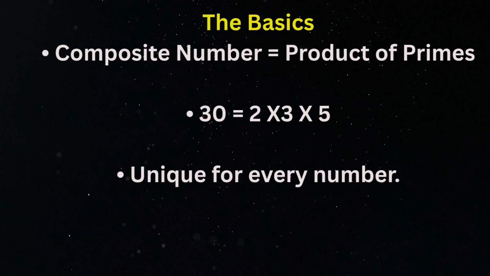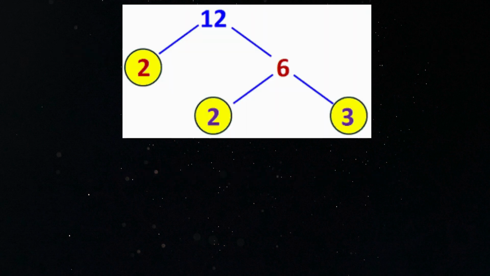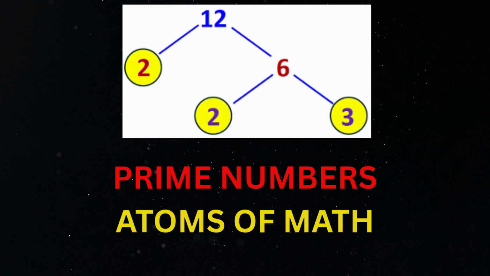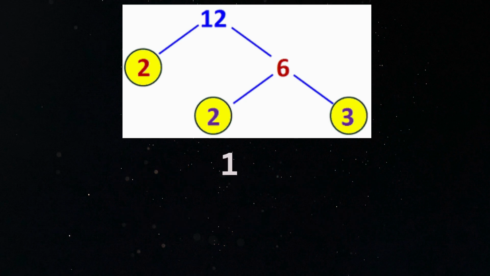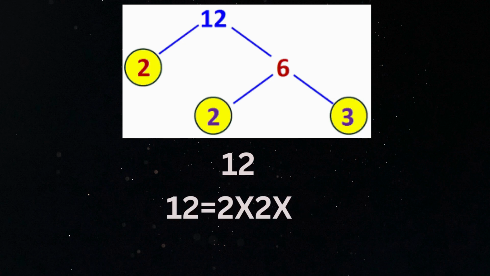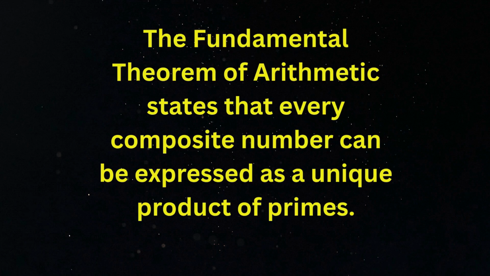First, a quick refresher. The Fundamental Theorem of Arithmetic states that every composite number can be expressed as a unique product of primes. Think of prime numbers as the atoms of math. For example, 12 isn't just 12, it's 2 times 2 times 3, or 2 raised to 2 times 3. This DNA of the number is what we use to find HCF and LCM.